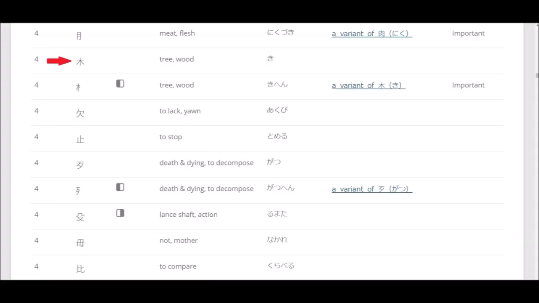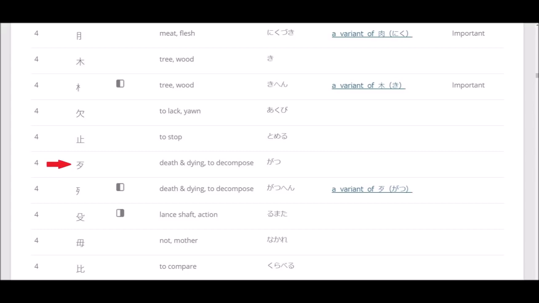It is actually meat. Okay, now for an easier kanji that's extremely common, ki, tree or wood, and then ki-hen if it's to the left of the kanji, which it frequently is. This is definitely an important kanji. Akubi, which is to lack or to yawn. Tomeru, which is to stop.